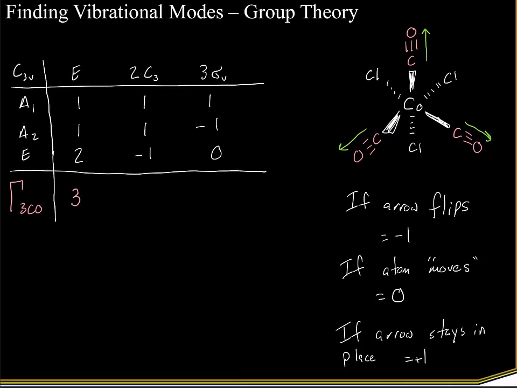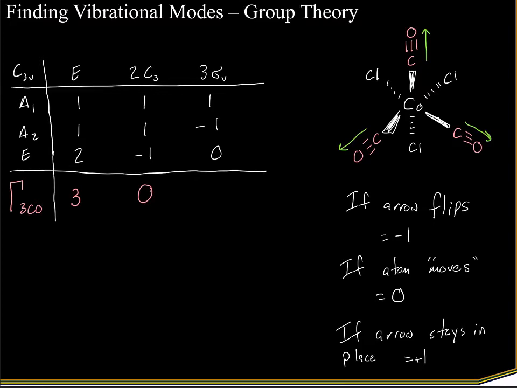I move on and I look at my C3 rotations, and I see that when I rotate and do my C3 operation, all of my atoms end up moving. They are no longer in the same place as where they began. So when I do my C3 operation, this gets a 0 because all three of these green arrows have moved from their original location.